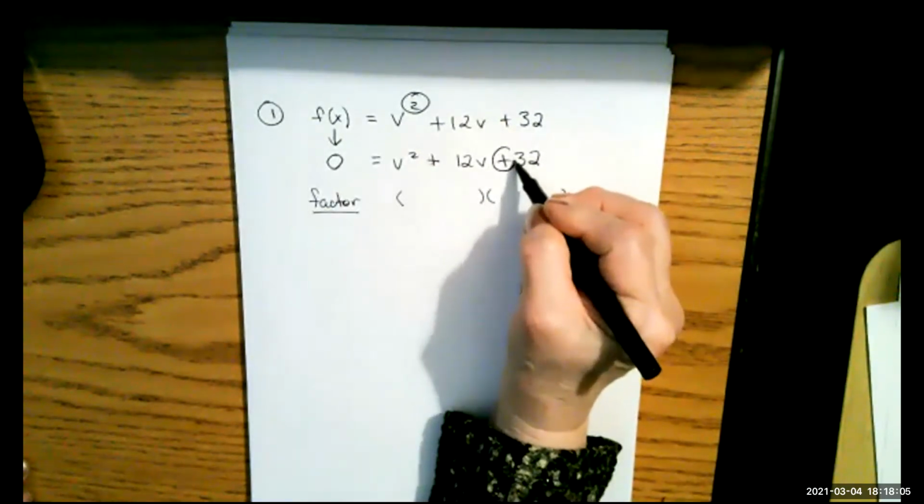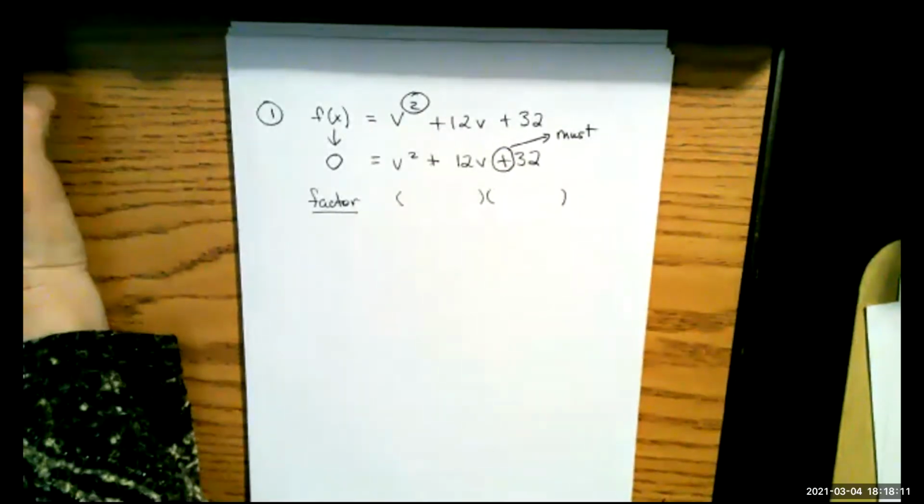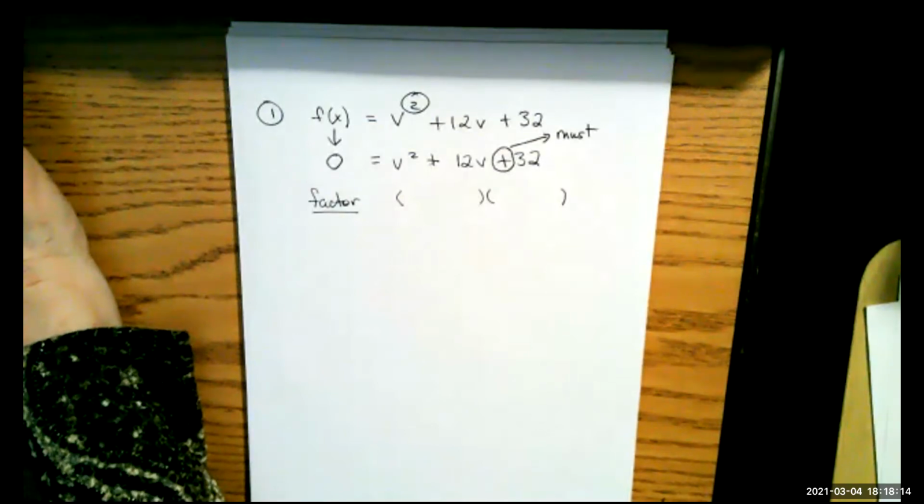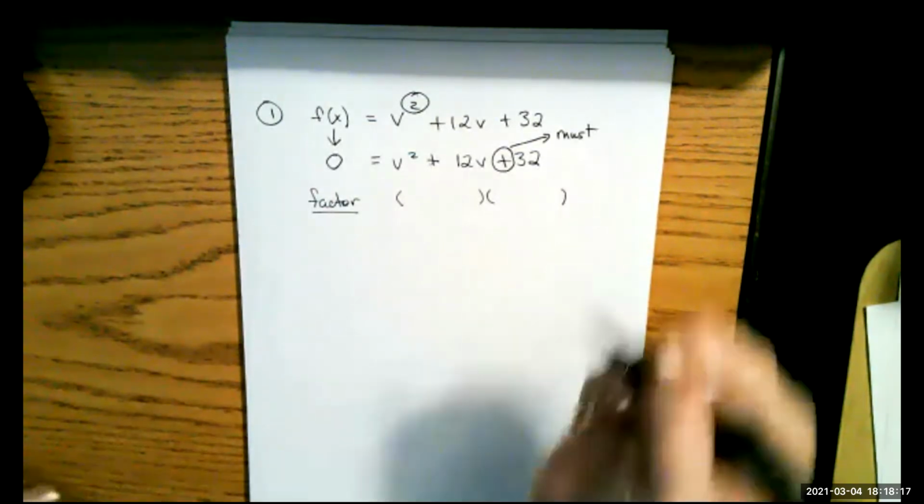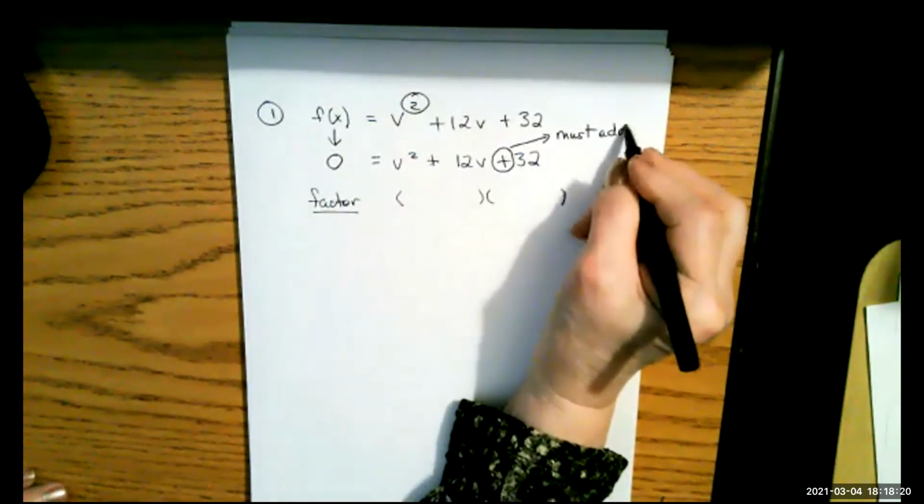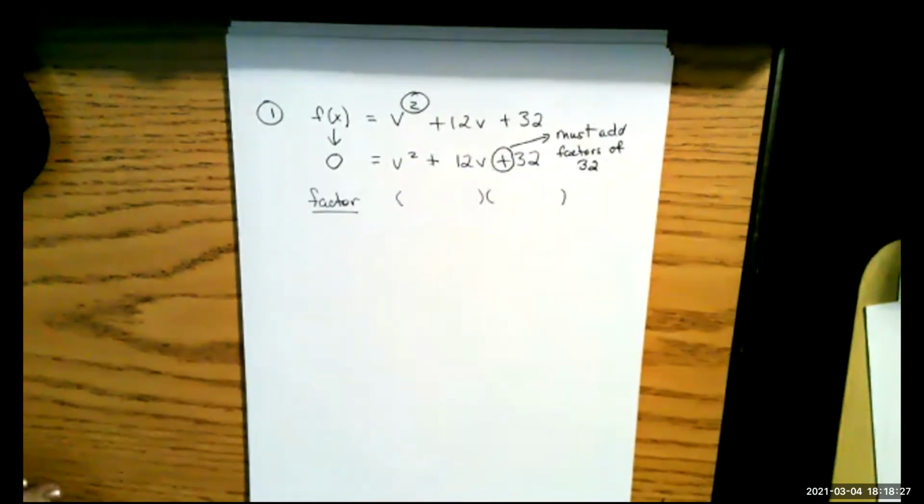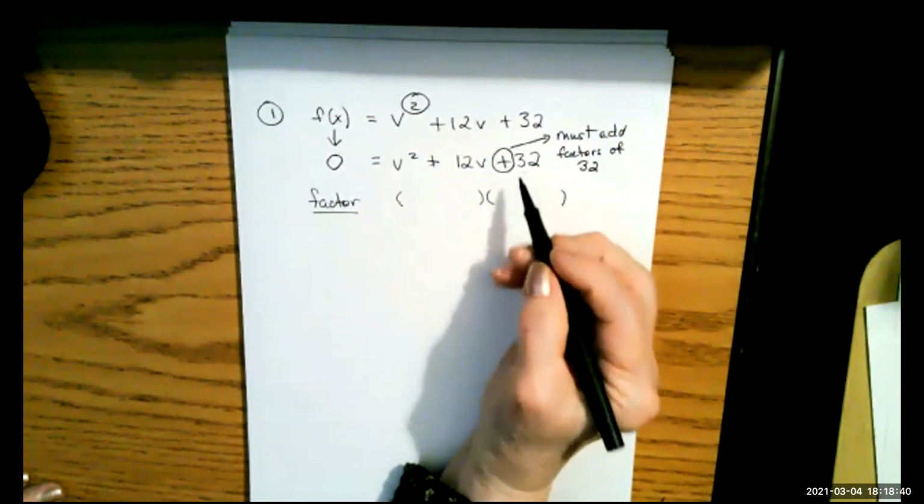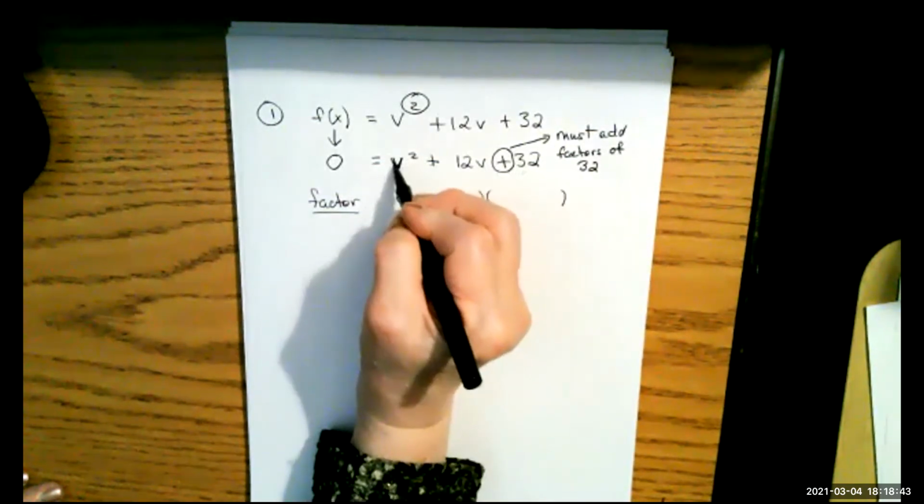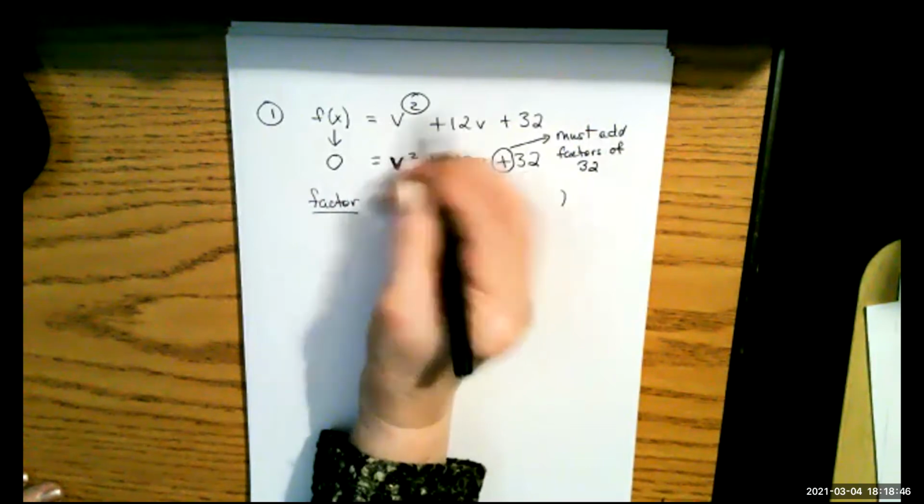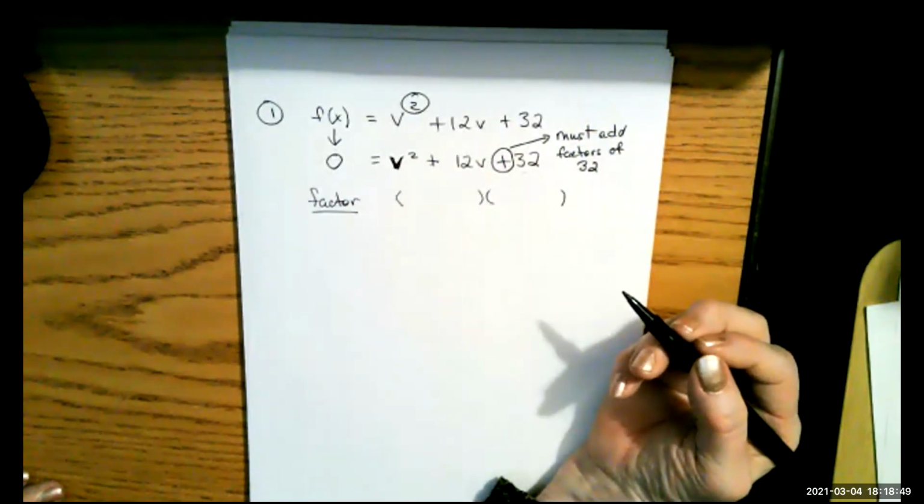If the last sign is a plus, then you must add factors of whatever the last number is, 32. If the last sign's a plus, it means you must add. If the last sign's a minus, it means you must subtract. And what are you subtracting or adding? The factors of this last number here. Now that's if it's a simple trinomial. If it's an AC trinomial and there's a number here besides 1, you'll have to multiply those. But that's just if it's a simple one.